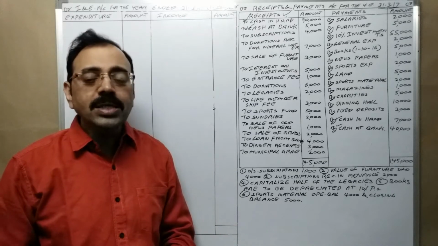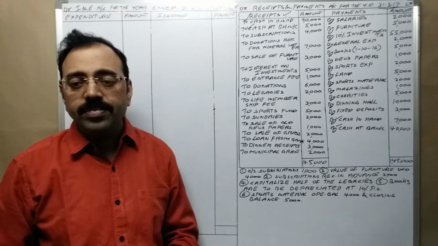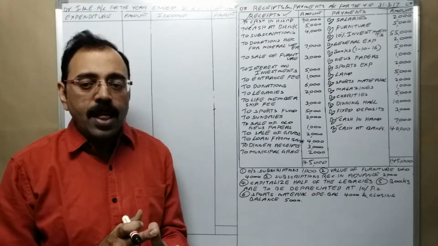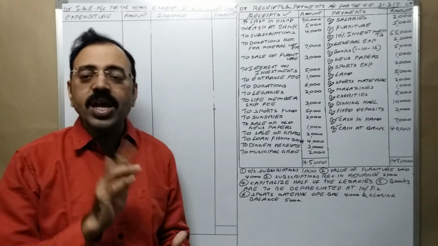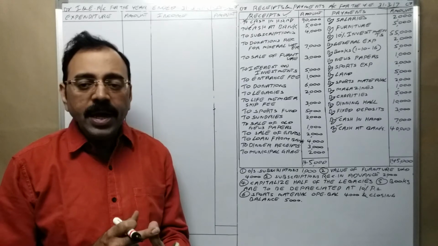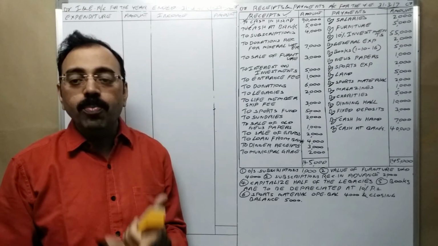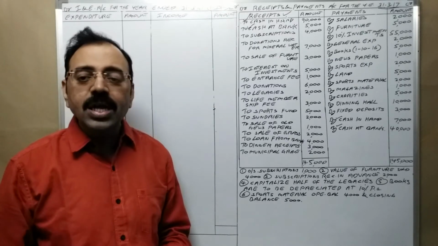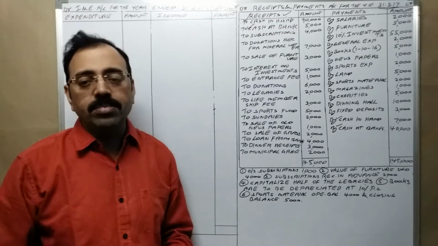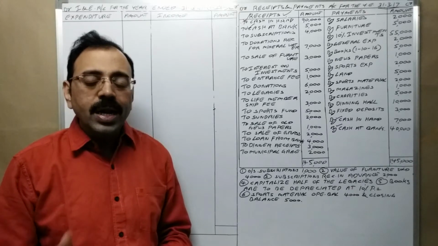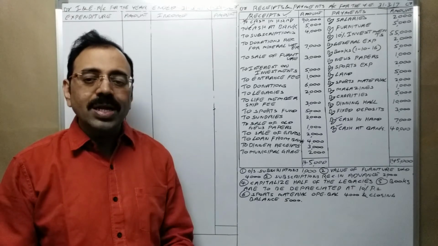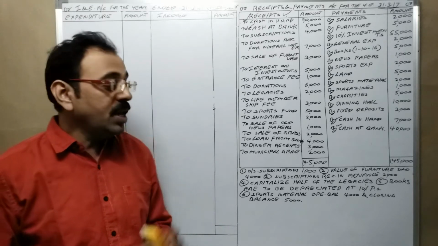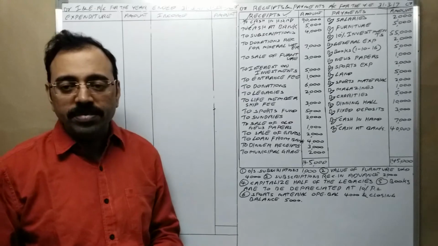It is also known as mercantile basis. What is it? Not only paid expenditure, outstanding expenditure also we consider. Paid and payable, both we should record. Similarly, received income and accrued income. Accrued income means what? Income to be received. So received income, receivable income, both we should consider in income and expenditure account.